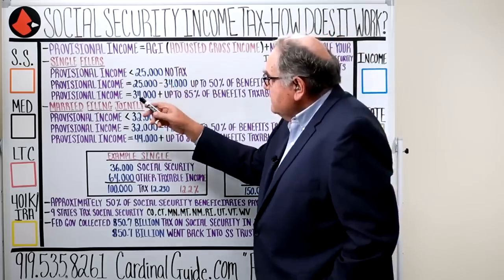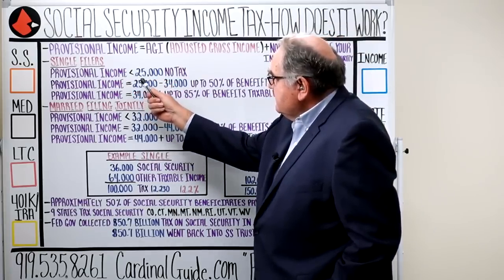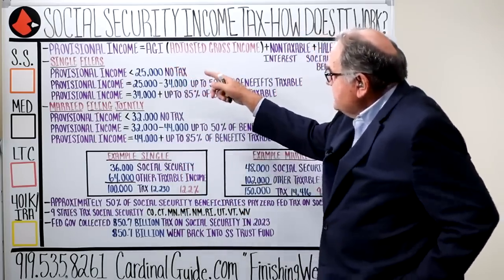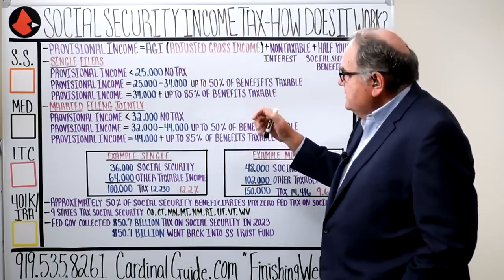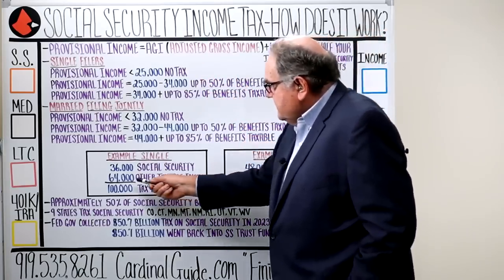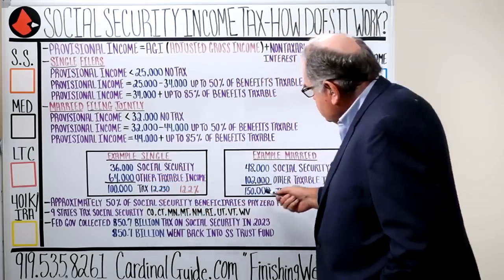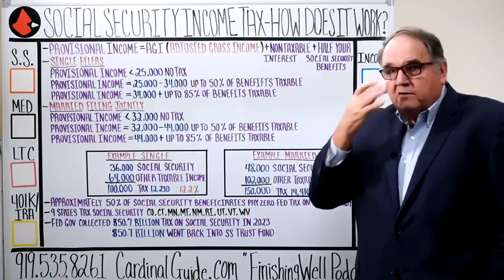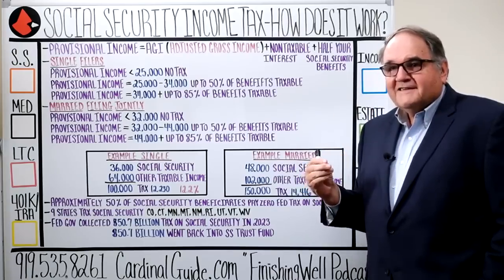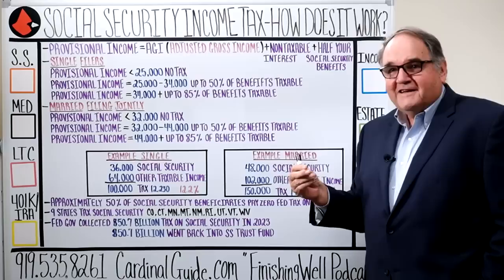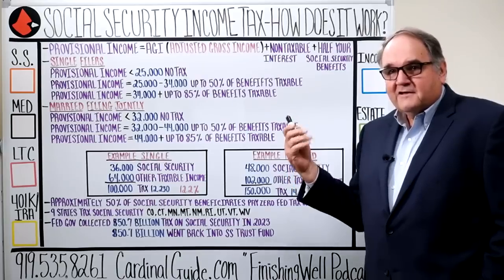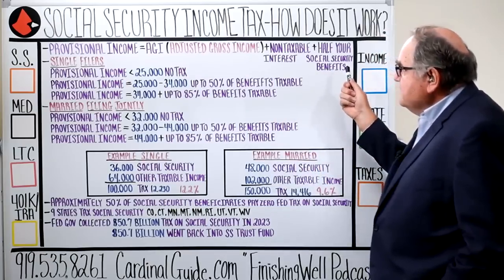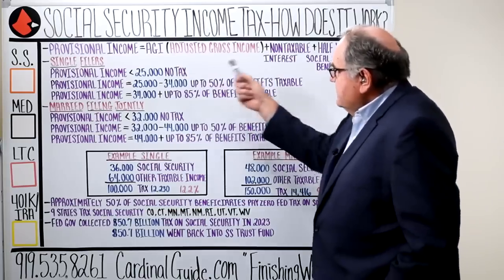For single filers, your provisional income is less than $25,000. And the provisional income has a formula. It takes your adjusted gross income, which in this case would be $64,000, and in this case, $102,000, plus your non-taxable interest. So if you own tax-free bonds and you're collecting interest on that tax-free, they get you on the Social Security because they add that back into the formula. It's kind of like IRMAA. And then they take half of your Social Security benefits. So there's a formula that they plug in.